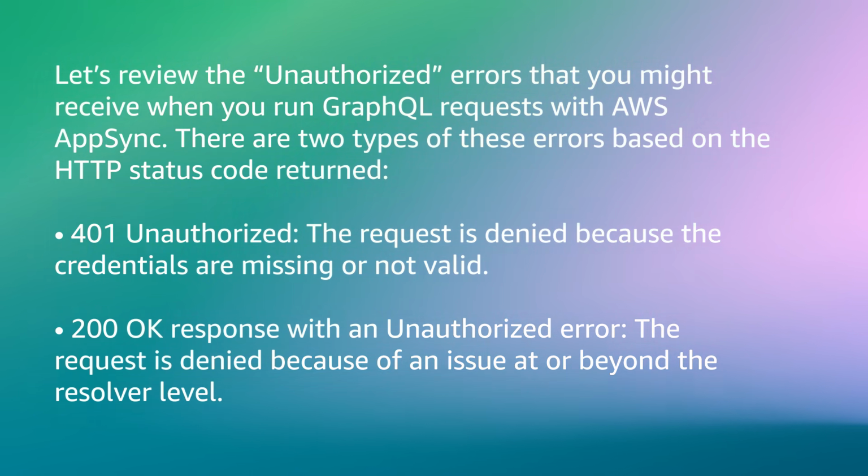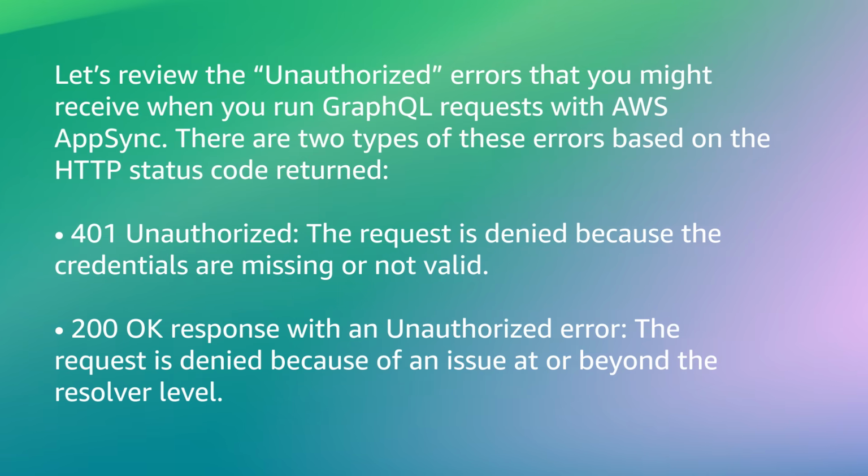There are two types of these errors based on the HTTP status code returned. 401 unauthorized: the request is denied because the credentials are missing or not valid. 200 OK response with an unauthorized error: the request is denied because of an issue at or beyond the resolver level.